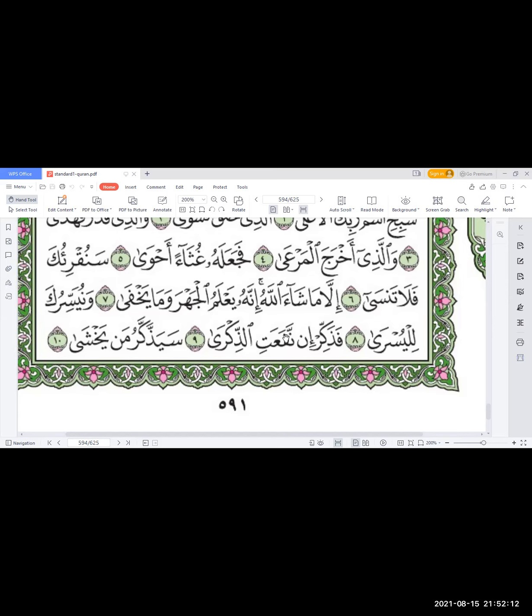If you read the translation from the text, you see: remind, if the reminder should benefit, would benefit. It's like a general statement. Would benefit. Right. So next one, you want to try?